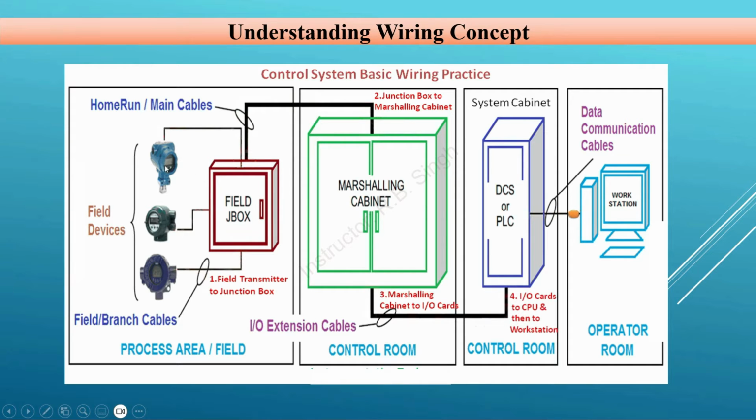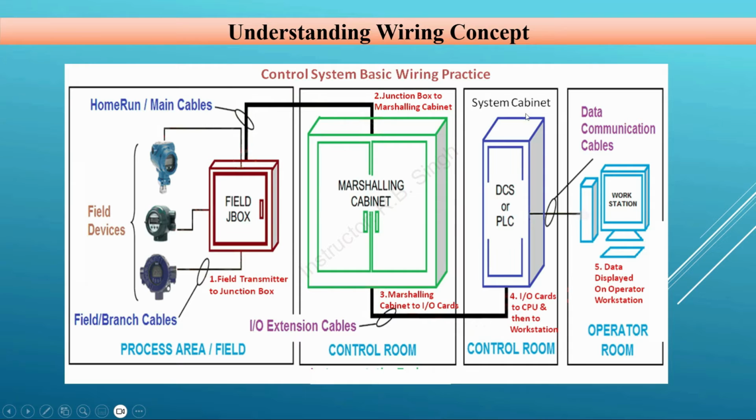From each field instrument to the junction box there will be wiring. Again, from the junction box to the marshalling cabinet there will be multi-pair cables or main cable wiring, and there will be wiring between the marshalling cabinet and the system cabinet. Sometimes the marshalling and DCS cabinets will be in the same building, so there will be inter-building wiring.